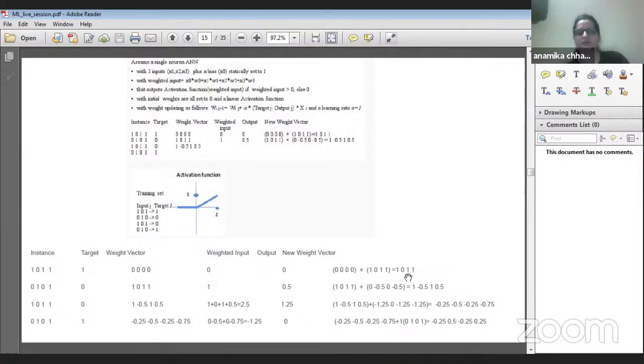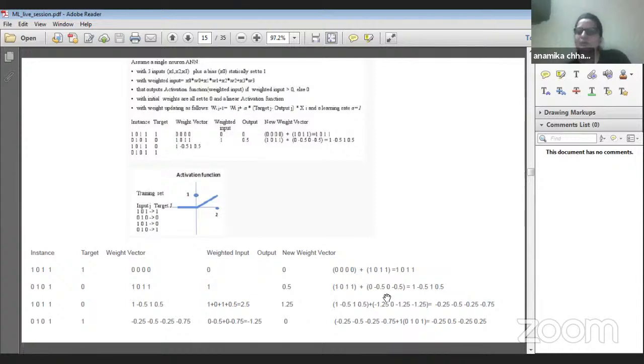So we update the weight vector that goes in the next iteration, and the weighted input comes out to be 1. So using this function, corresponding to 1 you get 0.5. Okay, so that's our output. Now let's compare it with the target. It's not matching, so the difference is 0 minus 0.5, that is minus 0.5.